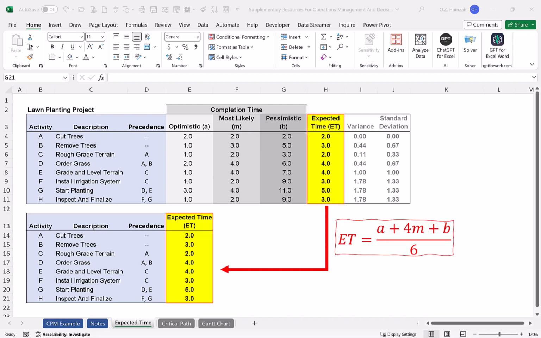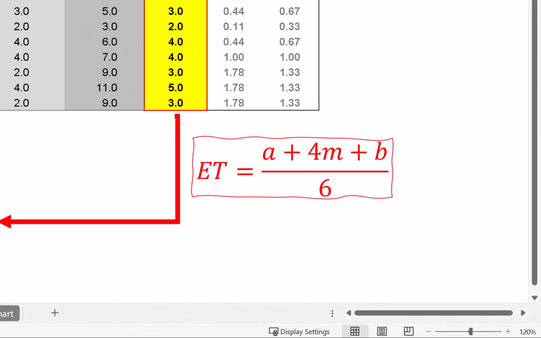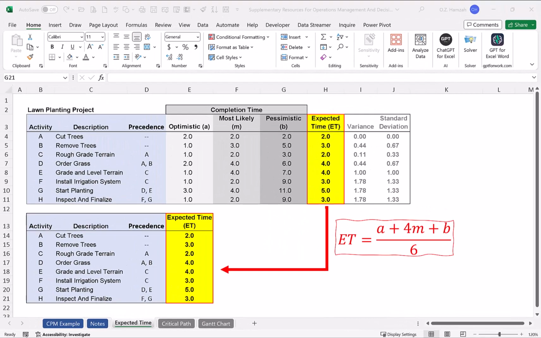The expected time is the weighted average of the optimistic, 4 times the most likely, and pessimistic times. The reason we say 4 times the most likely is that we put a weight of 4 on the most likely time. That means we have the most confidence that it is the likely time or the expected time. The formula is very simple. Expected time equals A plus 4 times M plus B, and we divide that by 6 to find the weighted average. The expected time thus becomes 2 for activity A, 3 for activity B, and so on.